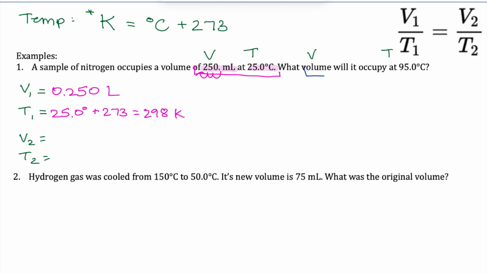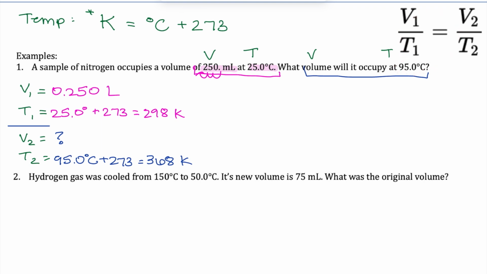What volume will it occupy at 95 degrees Celsius? We're looking for volume 2. We also need to go 95.0 degrees Celsius plus 273, and we get 368 K. Kelvin is different than Fahrenheit and Celsius. It's not degrees, it's just Kelvin. So there isn't a degree symbol when you're writing that unit. So we have both of those. Let's go ahead now. We have this relationship, and let's plug those in.